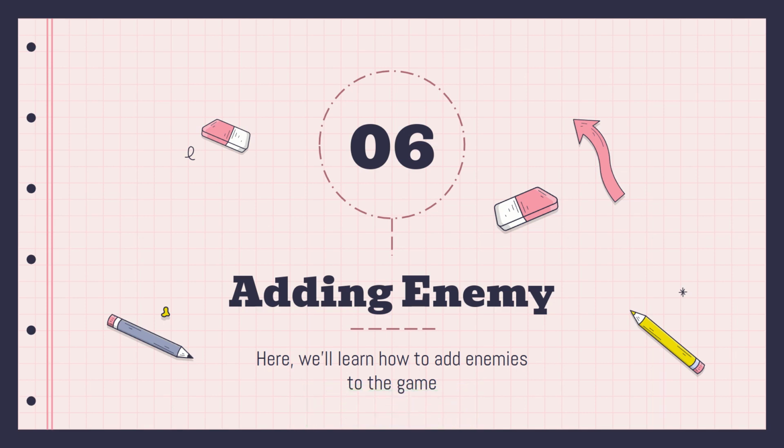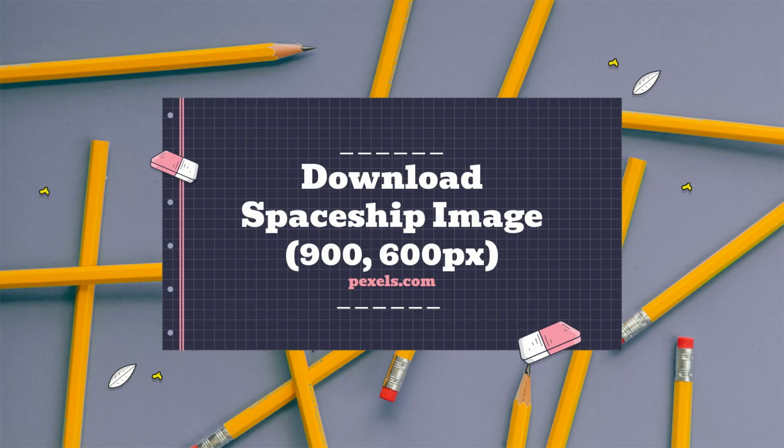Okay, so let's get started. The first thing we need to do is get an image that we can use for our enemy. You can go to Flaticon, or you can go to Pixabay, and simply get a spacecraft image. I got mine from Pixabay, and you can even go to Flaticon and try to find any alien image.